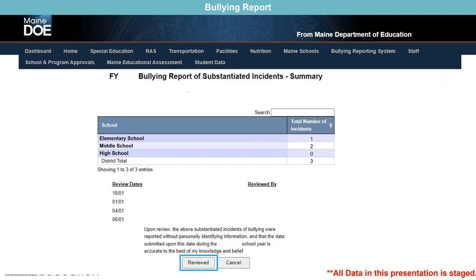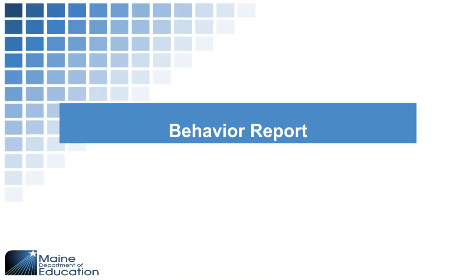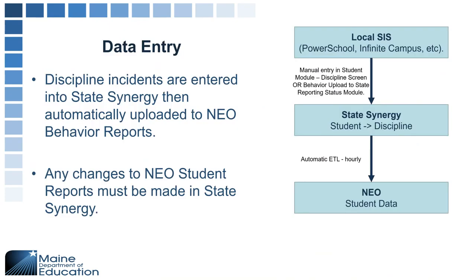All right, we will move on to the behavior report. Behavior reporting is entered into usually your local student information system and then up into State Synergy. And then there's an automatic ETL on an hourly basis that pulls the data from State Synergy into NEO, into the student data section, into the student data module.